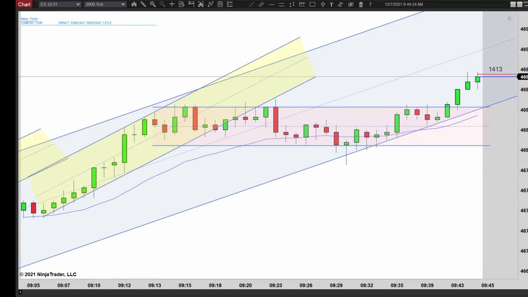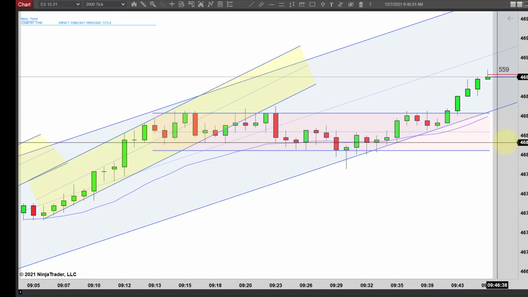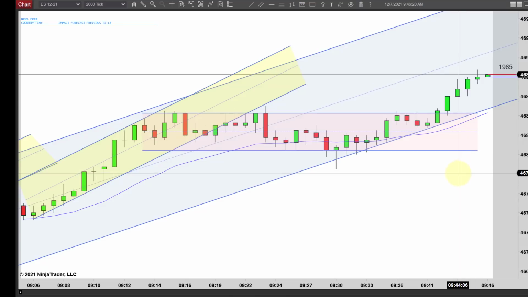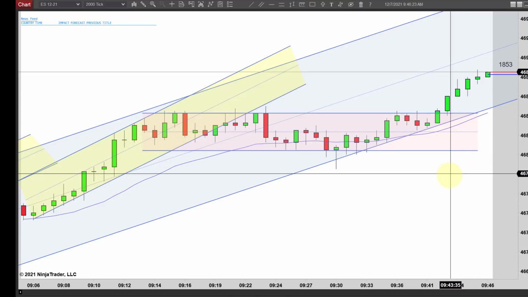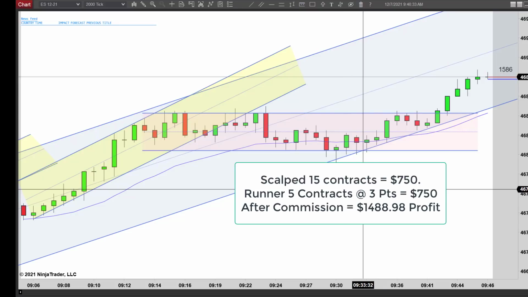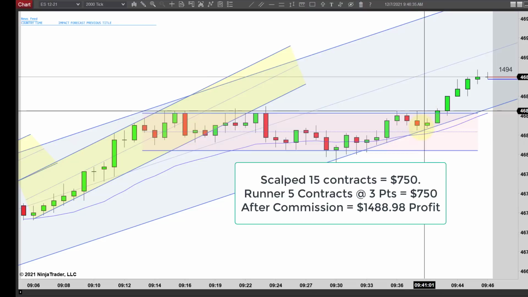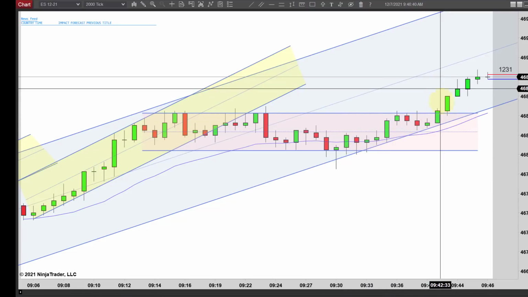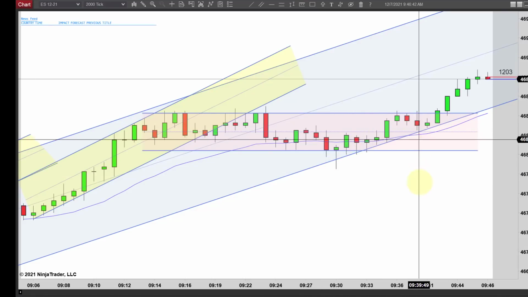I probably got out way too soon on the runner, but I didn't want to get a big long trade going. But we basically got a $1,500 trade. So we got $750 on the scalp and $750 on the runner. Anyway, I hope that was helpful. I hadn't done a trade example in a while, and I really wanted to get back in this once we got back to the key entry point.